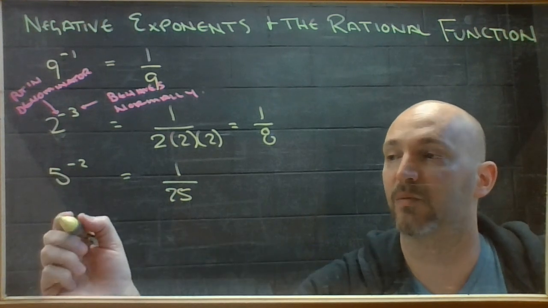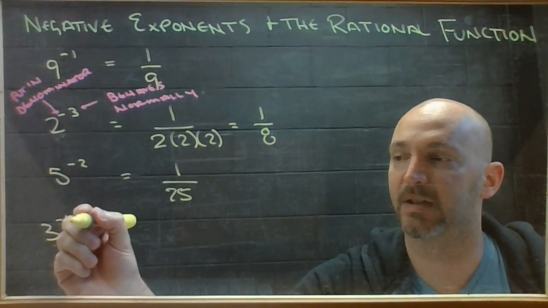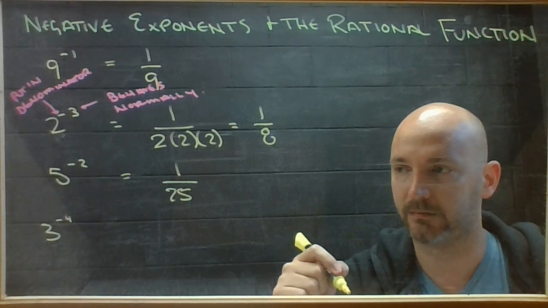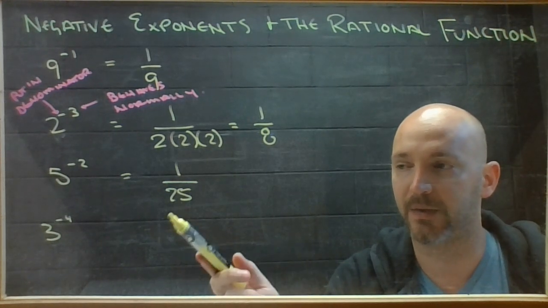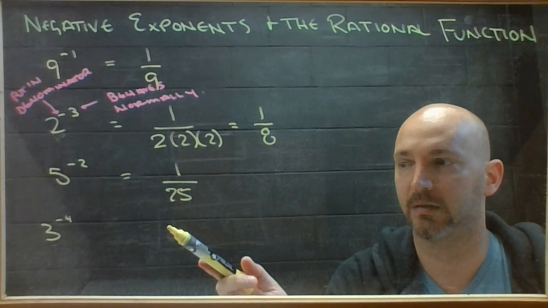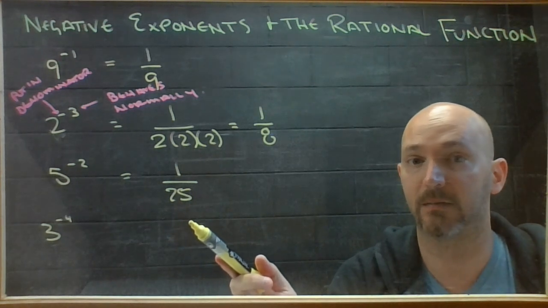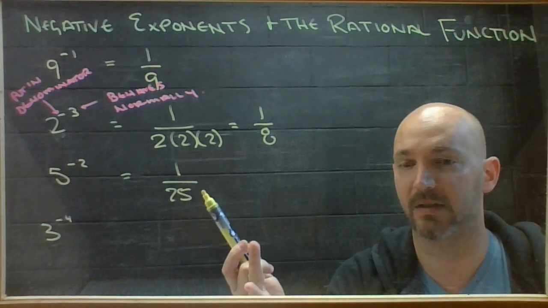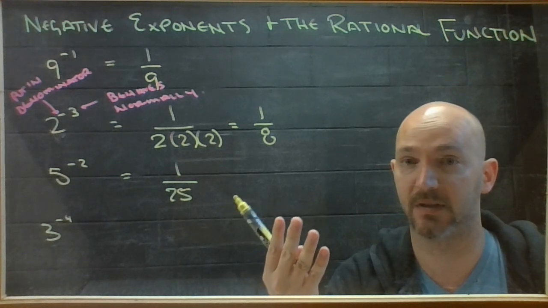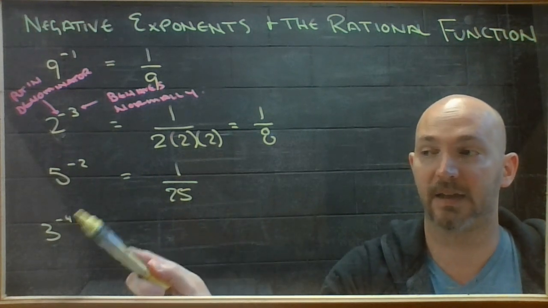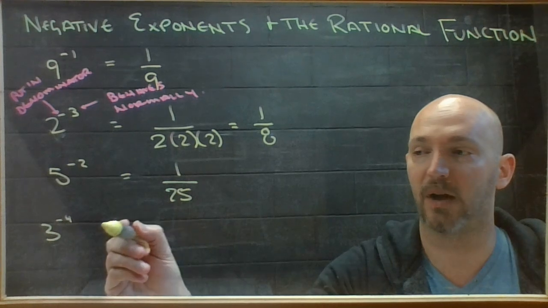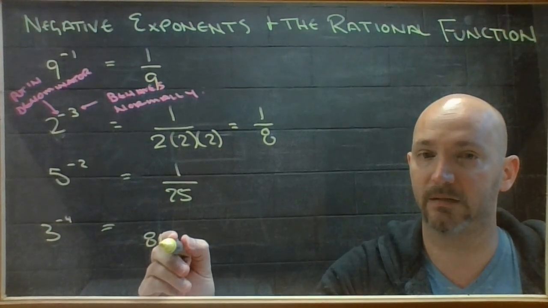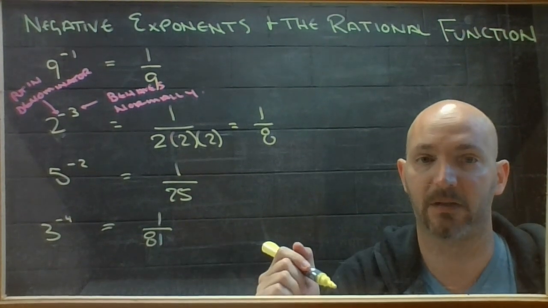And so one more here, 3 to the -4. Well, I know that 3 to the power 4 is 81, because 3 times 3 is 9, times 3 is 27, times 3 is 81. And I see a negative exponent, so I'm going to have to put an 81 in the denominator of a fraction.